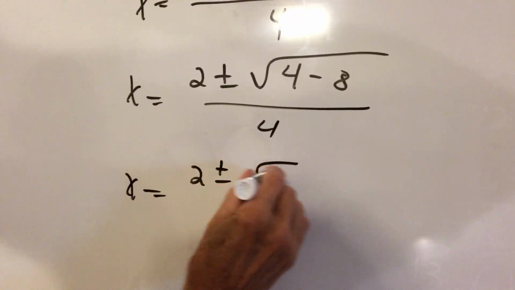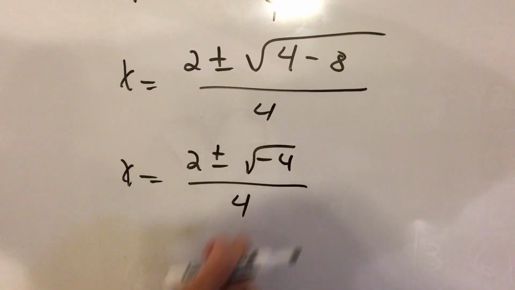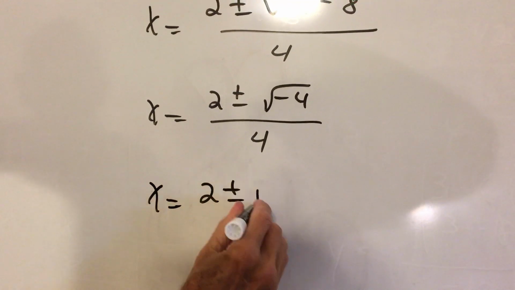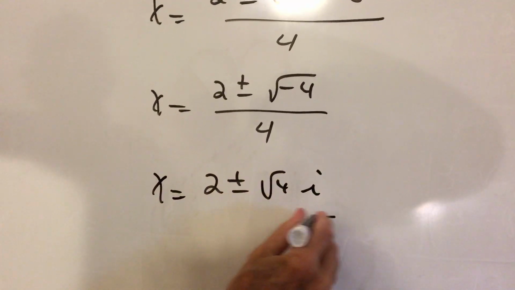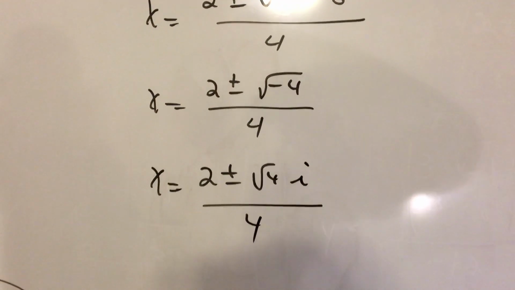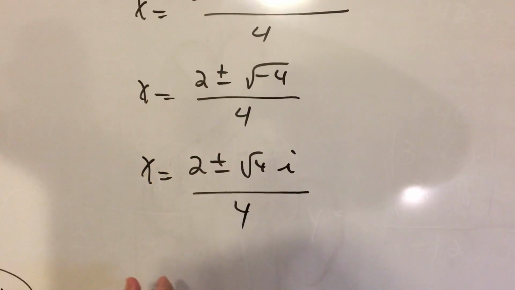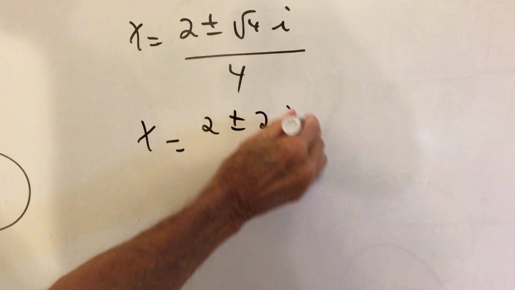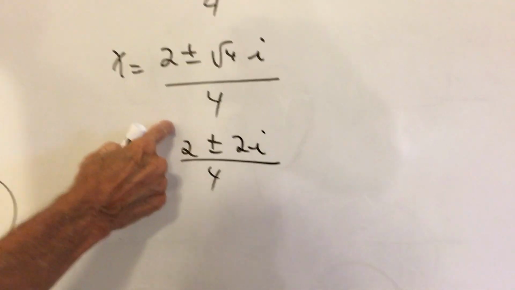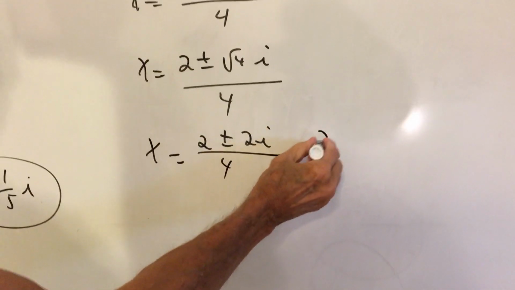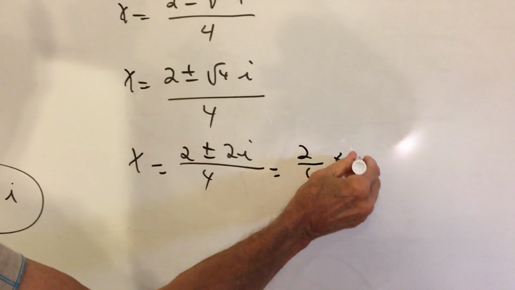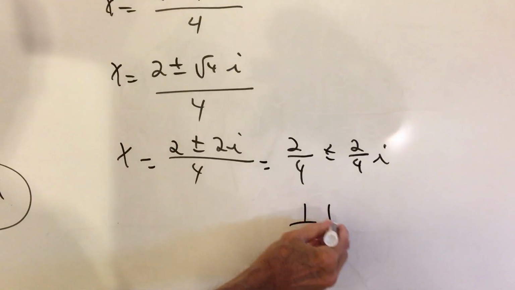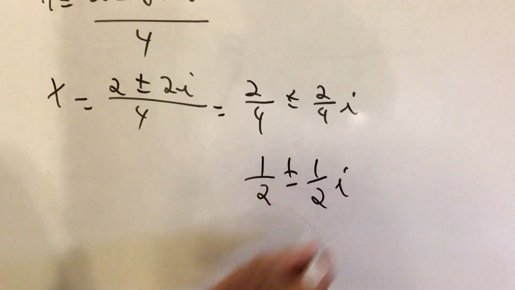4 minus 8 is negative 4. And when you have a negative, that becomes negative 1, the square root of negative 1 is i. The square root of 4 is now 2, so it's 2 plus or minus 2i over 4. But you can put both terms over 4, so that's 2 over 4 plus or minus 2 over 4 i, which ends up being 1/2 plus or minus 1/2 i.